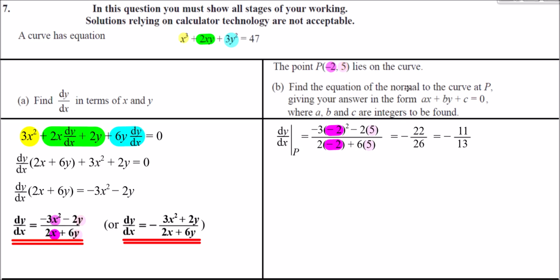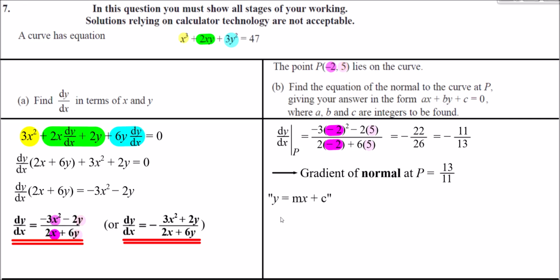We want the gradient of a normal, which will be the negative reciprocal of this. So flip the fraction upside down and switch the sign. Minus becomes positive, 11 over 13 becomes 13 over 11. So the gradient of a normal at P is 13 over 11. We want to give our equation in this form. My personal preference, maybe because I teach GCSE a lot, is I always think of straight lines, even now, as y equals mx plus c.